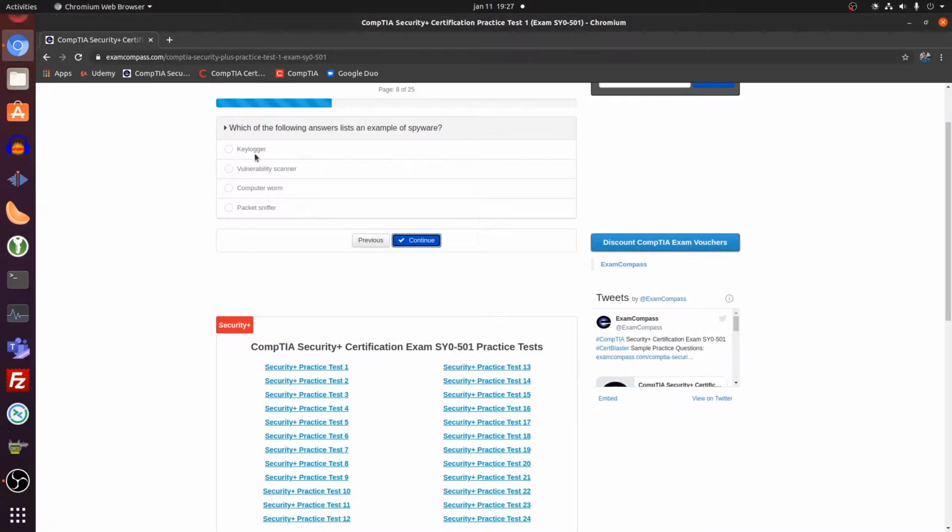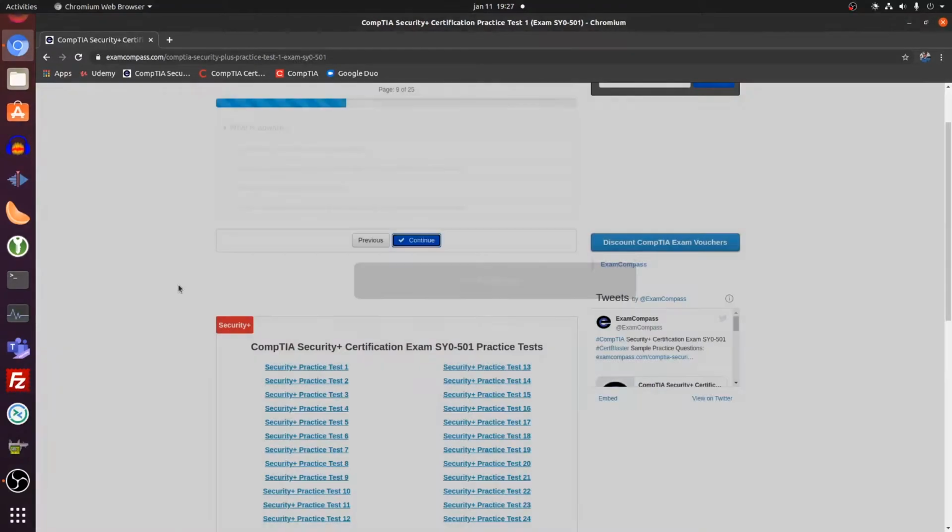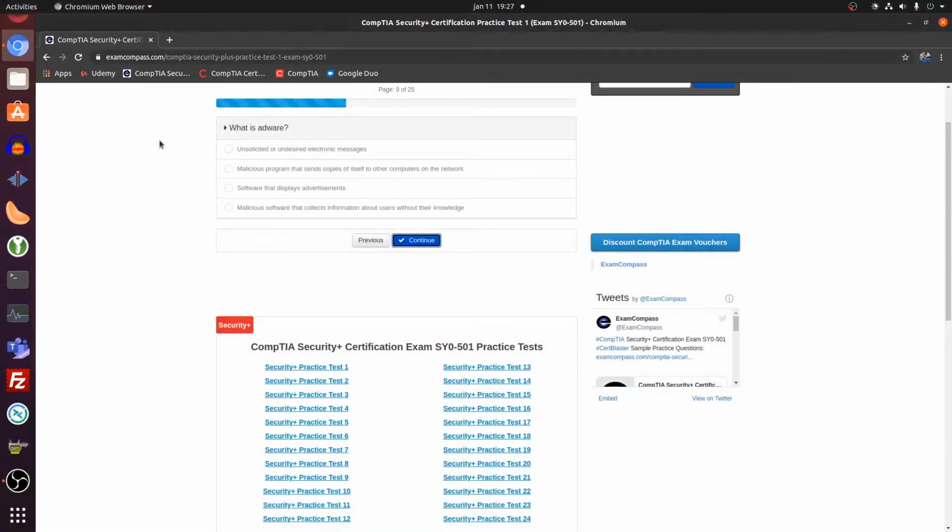Example of spyware, really spying on the user. So a keylogger, vulnerabilities kind of computer. I think a keylogger, because it logs all the keys, basically spying what you're typing, hoping that they will find out the username and password in there. Keylogger. What is adware?